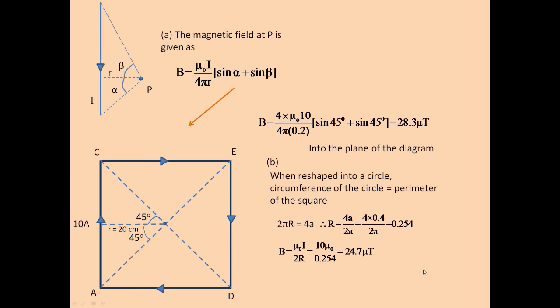That is the magnetic field at the center of a circular loop, if the square loop is reshaped into that circular loop. So what is the answer? This direction is also into the plane of the diagram. The answer is 28.3 micro Tesla at the center of the square loop into the plane. Then again 24.7 micro Tesla if it is reshaped into the circular one. That is also into the plane of the diagram. Is it okay?